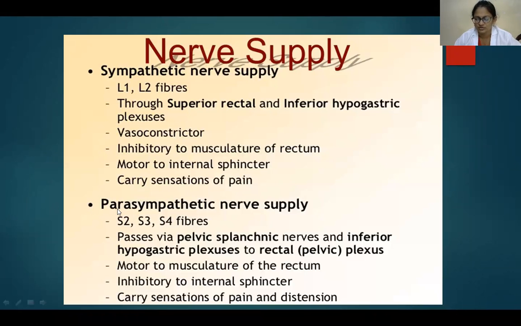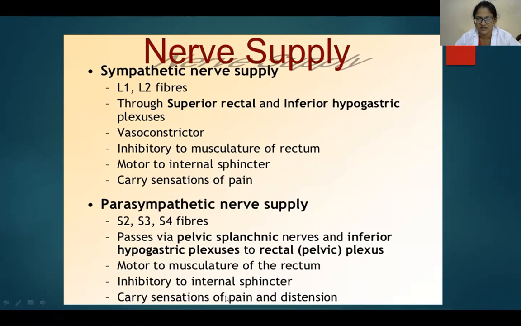Next, coming to the parasympathetic nerve supply. It passes through S2, S3, S4 fibers via the pelvic splanchnic nerves and the inferior hypogastric plexus, and is conveyed to the rectal plexus. It gives motor fibers to the musculature of the rectum, which inhibits the internal sphincter.